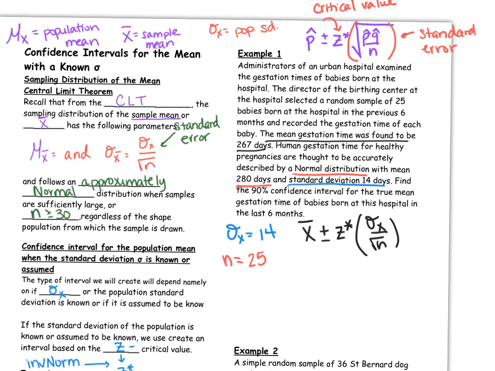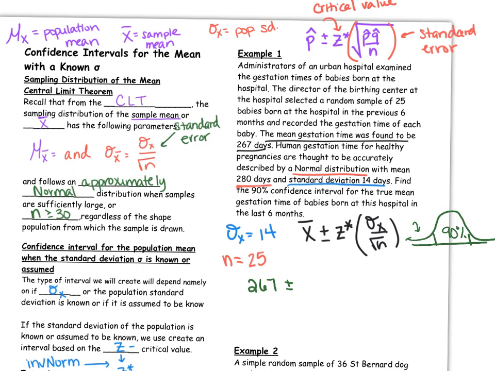So here, we're going to go first 267 plus or minus. How do you find Z star for 90%? Y'all remember? Yes, inverse norm 0.95. Let's draw it out. Draw a curve. On the inside of the curve is what percentage? 90%. How much is on the outside? 5% to both sides, right?